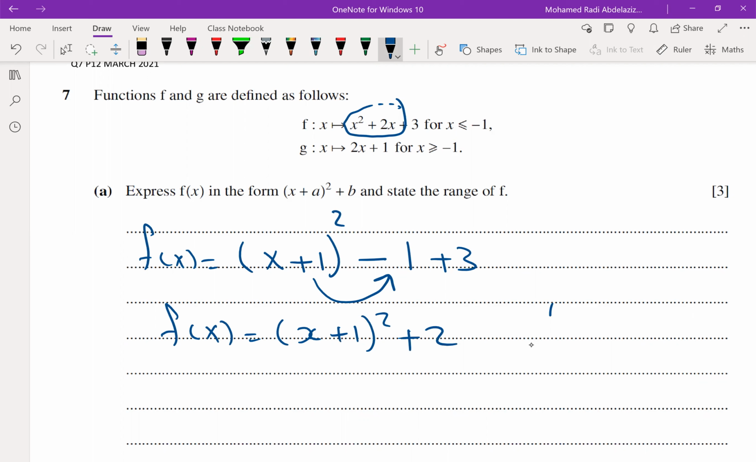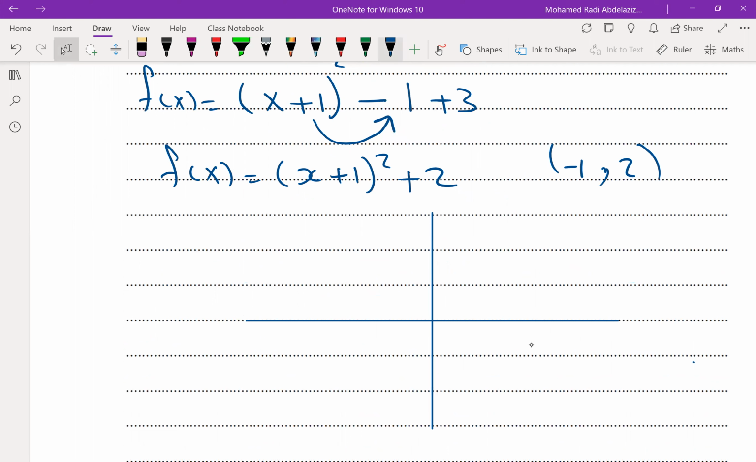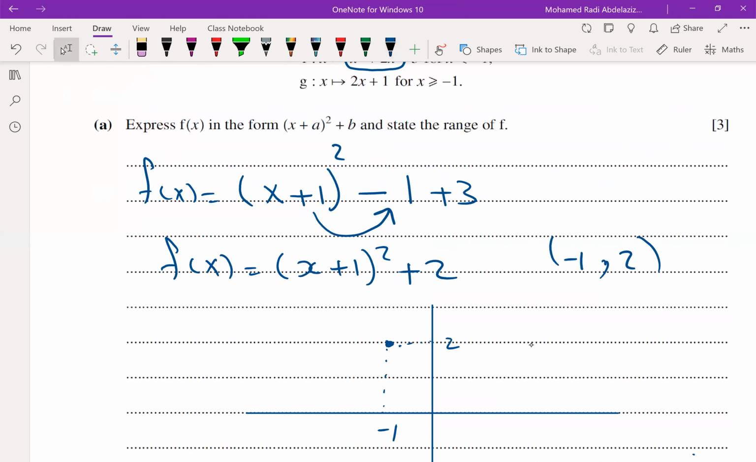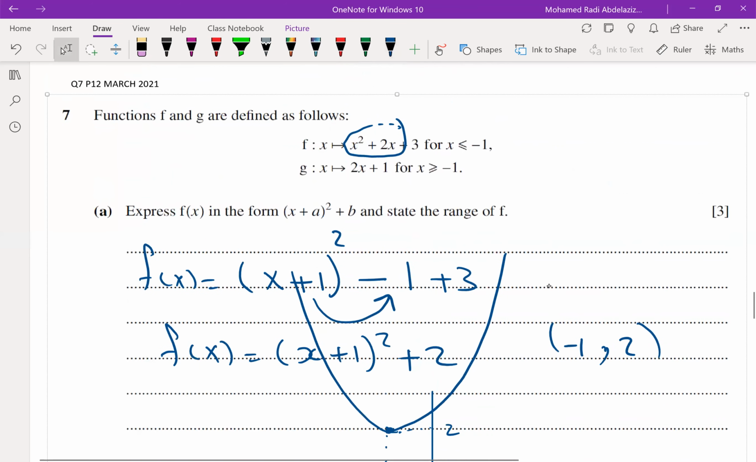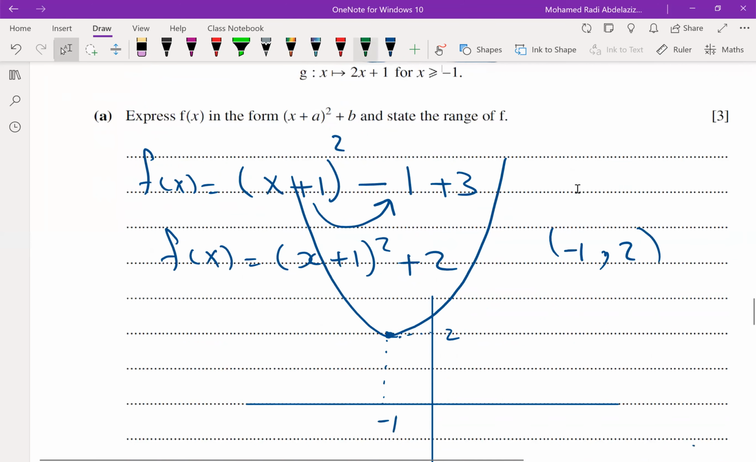The function's turning point or vertex is (-1, 2). If we try to sketch the graph of this function in general, where x belongs to R, start from the turning point, which is (-1, 2). The graph will be like this. But it's a given domain, x less than or equal to -1. So the graph will only be this part, according to the domain.